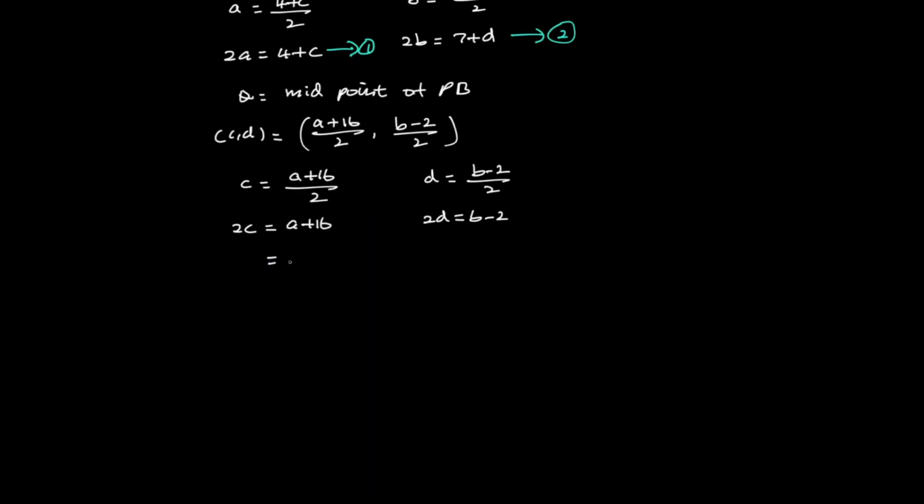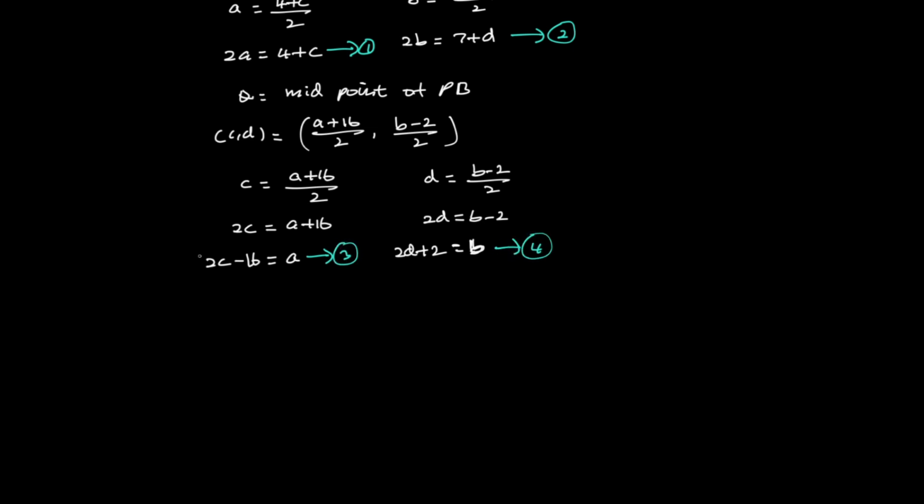Now from this, find a. So a equal to 2c minus 16. And from this, find b. So b is 2d plus 2. So a is 2c minus 16, b is 2d plus 2. Consider this equation number 3 and this equation number 4.